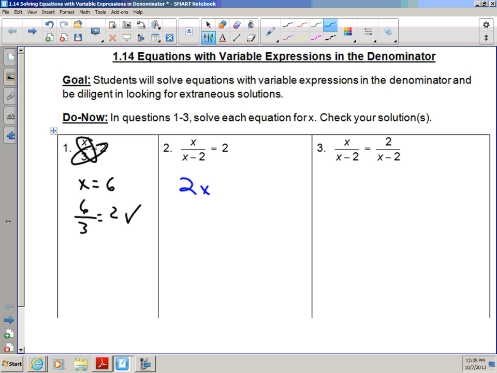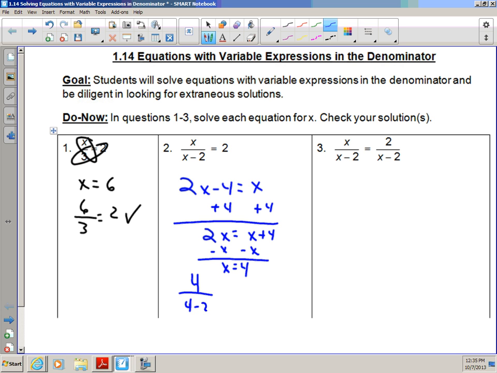I'm going to do the same thing here. I cross multiplied. I add 4. Remember, this is a linear equation, so I'm not setting it equal to 0 to solve. I'm getting the variables to one side and the numbers to the other. I get x equals 4. I check it, and that works also. Now I come to the third one.